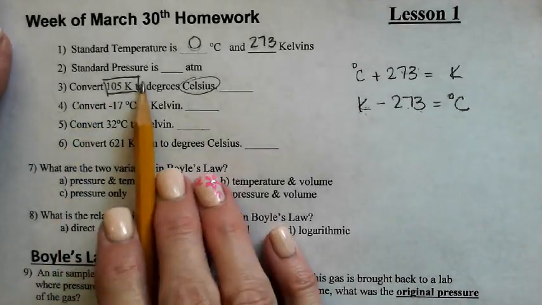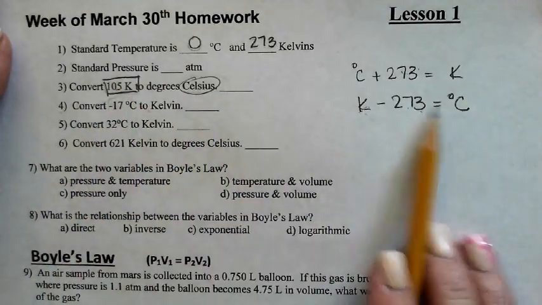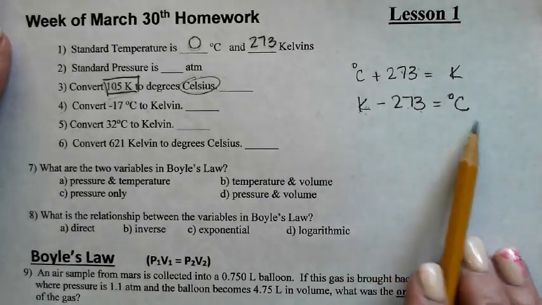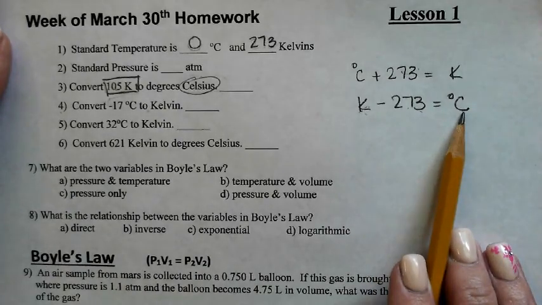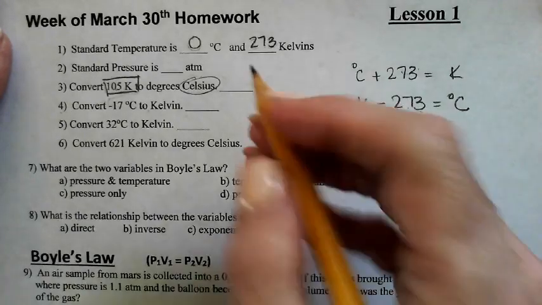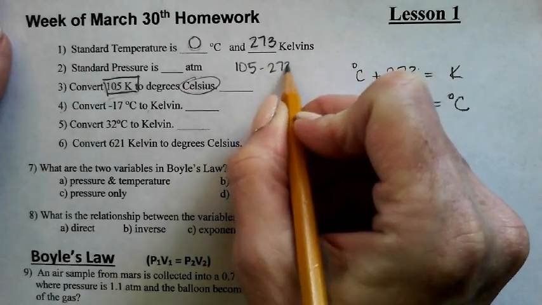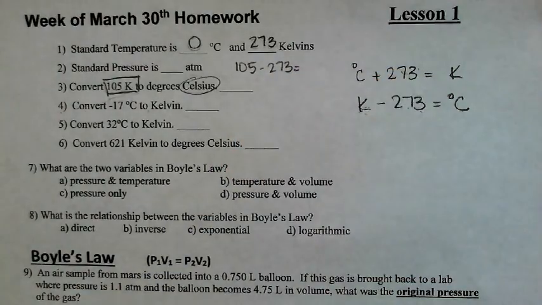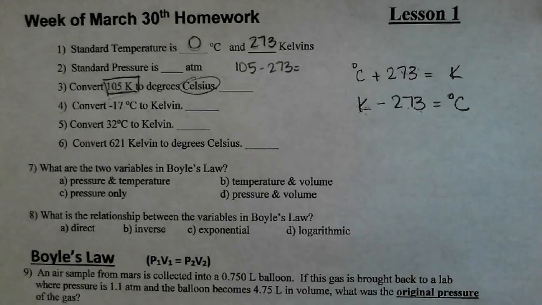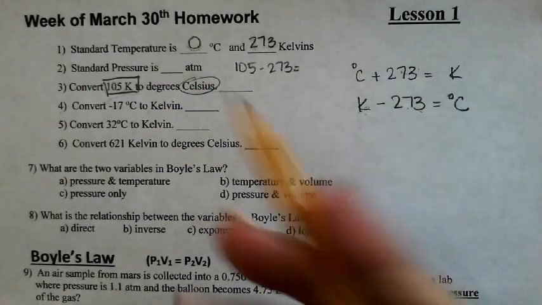For this number 3, you're converting Kelvin into Celsius. So which formula do you think I would use? Well, if I want degrees C, I'm going to use the one that ends up in degrees C. So I'd plug 105 in here, so it would be 105 minus 273, and that's going to give me my temperature in Celsius. 105 minus 273 is negative 168 degrees C.